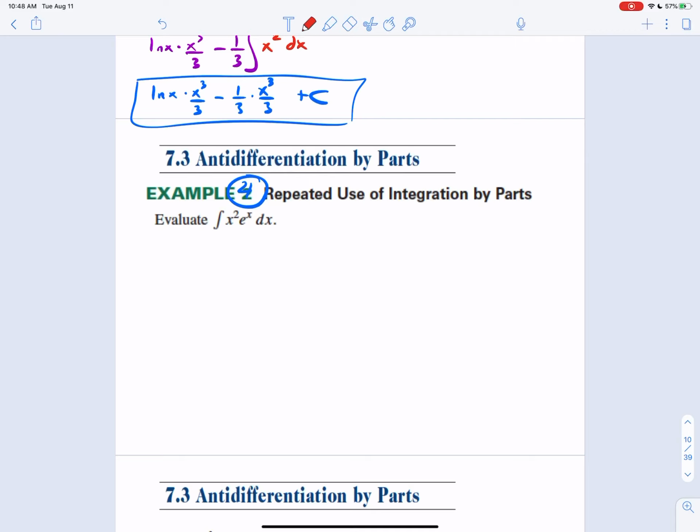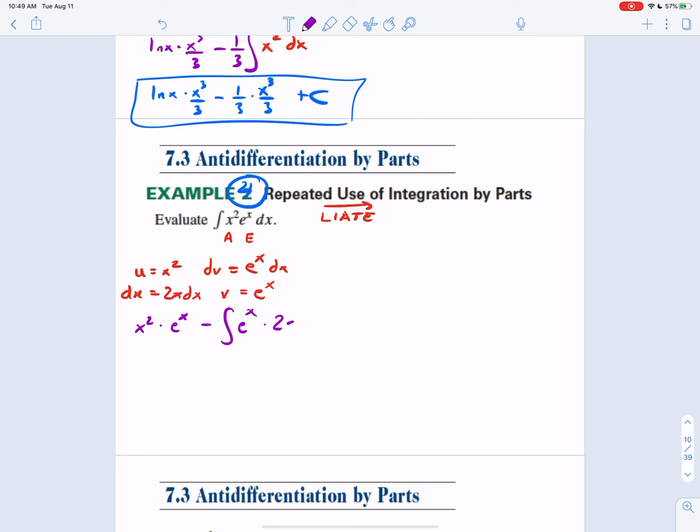So here I have what 2 letters, right? X squared is something algebraic. E to the x is something exponential. And out of A and E, A appears first, right? So we'll let u equal x squared, dv equal e to the x dx. Du will just be the derivative, 2x dx. And if the derivative is e to the x, the integral is just e to the x. That's pretty easy. Okay, so ultraviolet voodoo, here we go. uv minus the integral of v du.